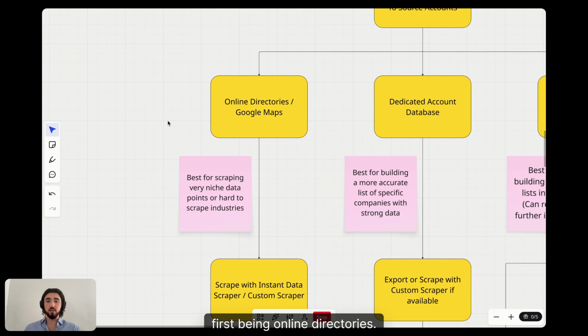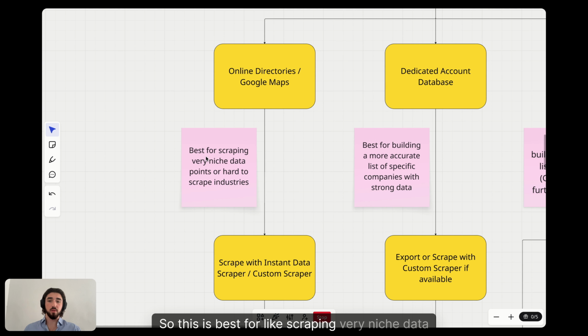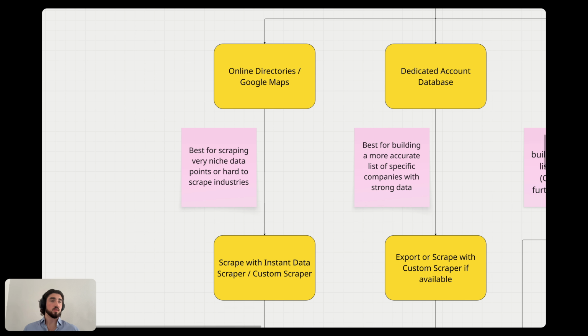First being online directories / Google Maps. So this is best for scraping very niche data points or industries that are really hard to scrape. So let's say you're scraping local, Google Maps is probably gonna be the best for that. Or if you're scraping some sort of really niche, let's say you're scraping an association, like a company that's a part of a specific industry association. You're gonna have to go to an online directory for that data.